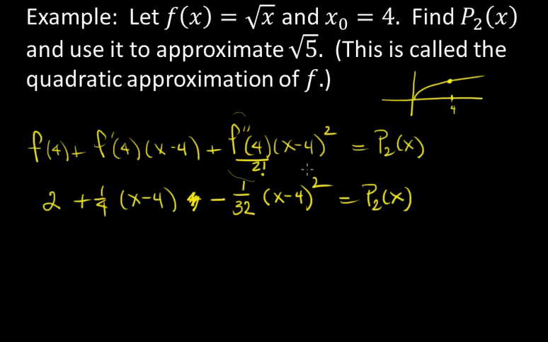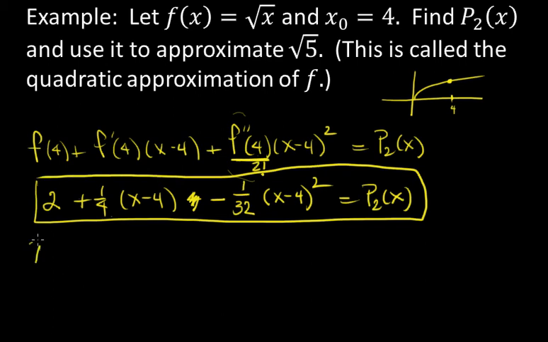Look back up here. When I wrote the coefficient of x minus 4 squared, I didn't divide by 2 factorial. So this is f of 4 over 0 factorial, f prime of 4 over 1 factorial, which I don't write in. But then when we get to the higher derivatives, it's f upper k at x naught divided by k factorial. So we get this polynomial right here.